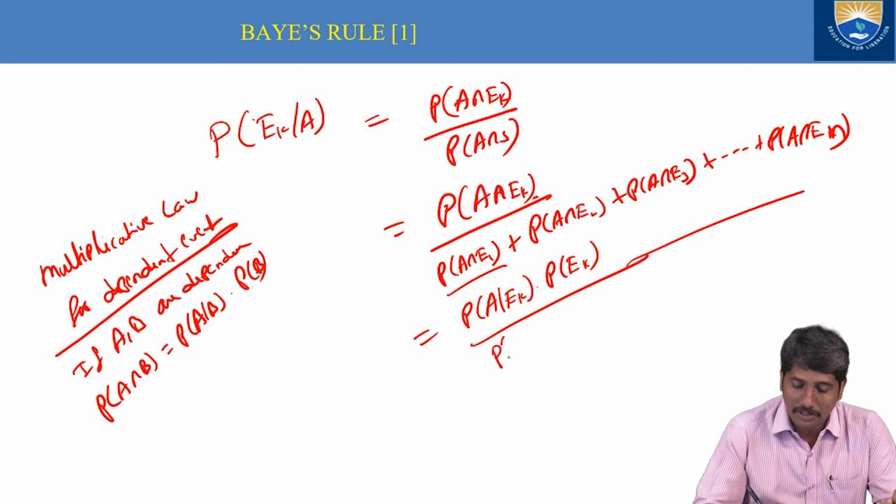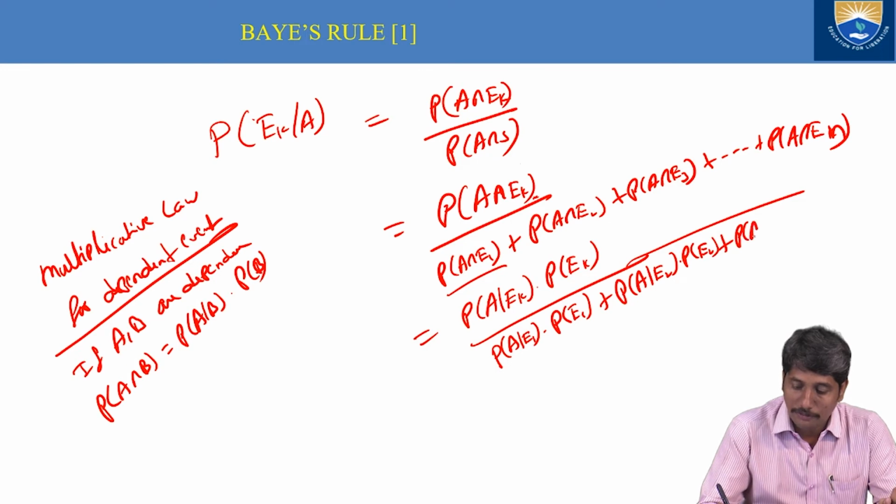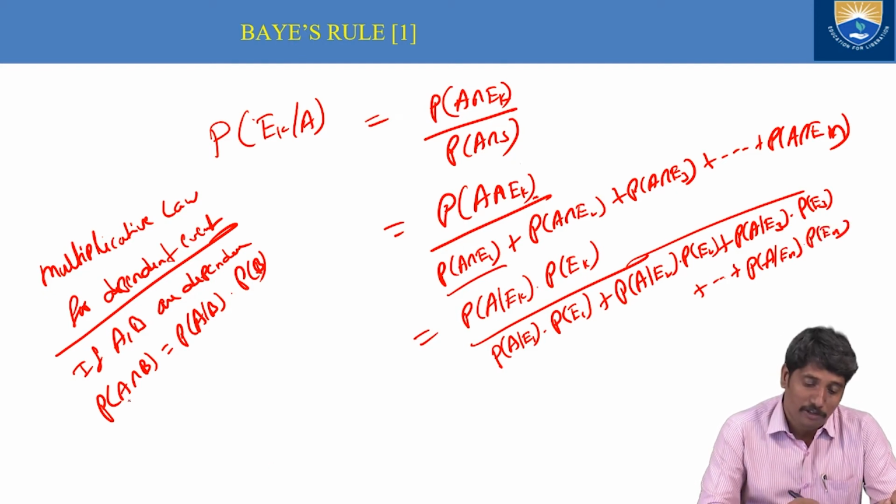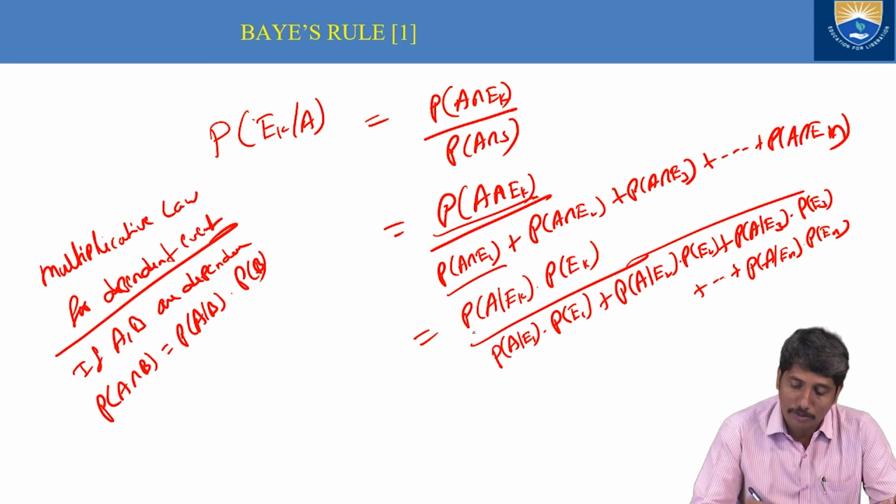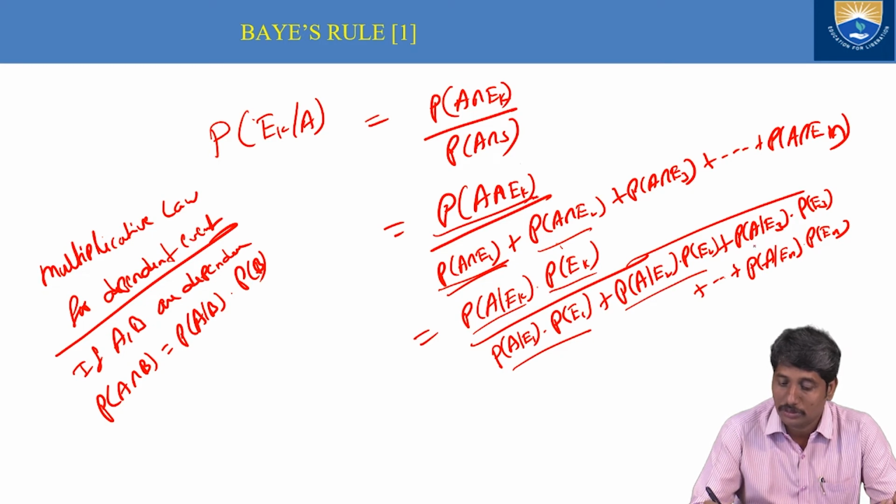Similarly, here we can write it as P of A given E1 into P of E1 plus P of A given E2 into P of E2 plus P of A given E3 into P of E3, so on, P of A given EN into P of EN. By using the same multiplicative law for dependent events, we have written each of these as a product of two terms.